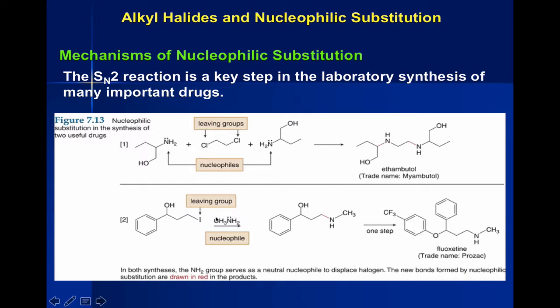We also had the example down here where we took this primary alkyl iodide, reacted it with methylamine, made the needed carbon-nitrogen bond, and then through a step that we might learn about later, made Prozac. In just a couple of steps, you can make Prozac, and it's pretty amazing that you can make this very expensive drug. Well, it's not terribly expensive, but it generates a lot of revenue every year for the company, using just sophomore level organic chemistry.